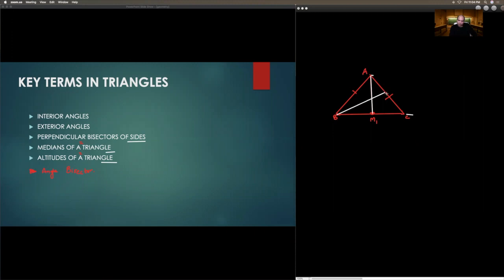The perpendicular bisector, this might not look very good because I've not drawn a very good equilateral triangle here. But if you draw it to measure, you will see that the perpendicular bisector, the medians and the altitudes of all the three sides will be equal to each other.